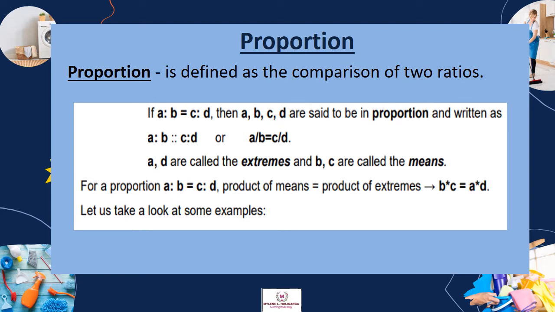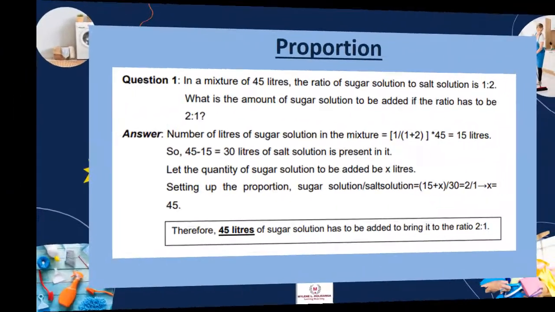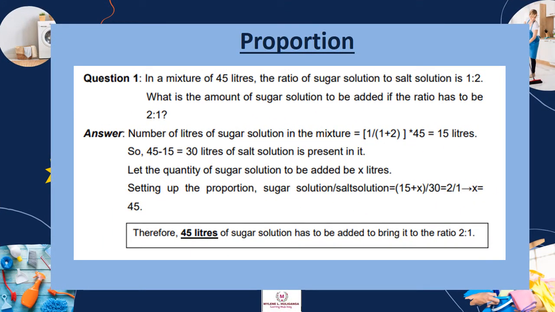For a proportion, A is to B is equal to C is to D, the product of means is equal to the product of extremes. B times C is equal to A times D. Let us look at another example. Here's another example of proportion.